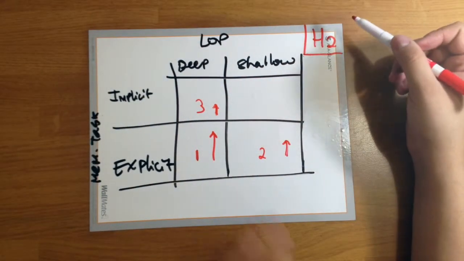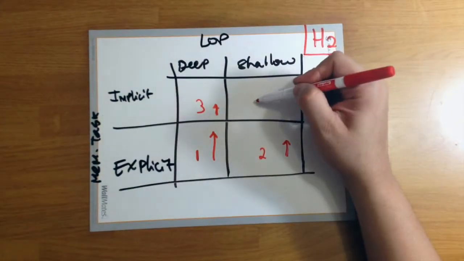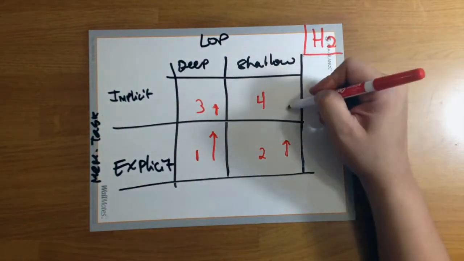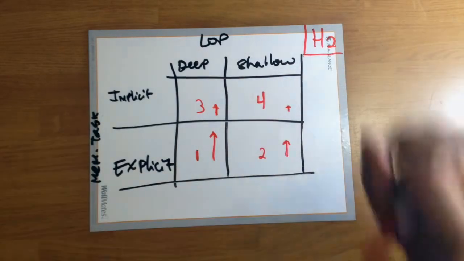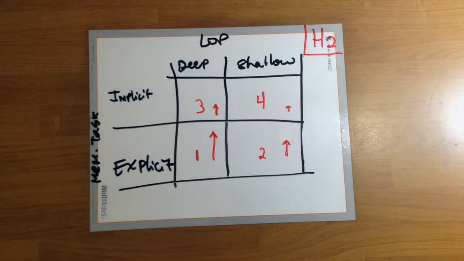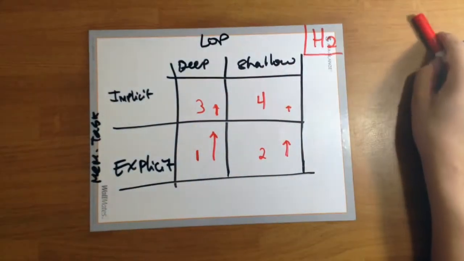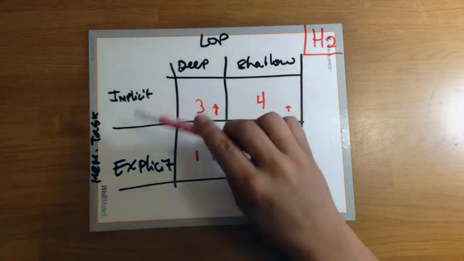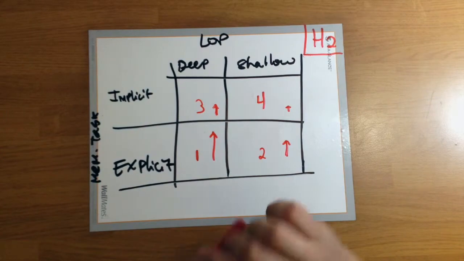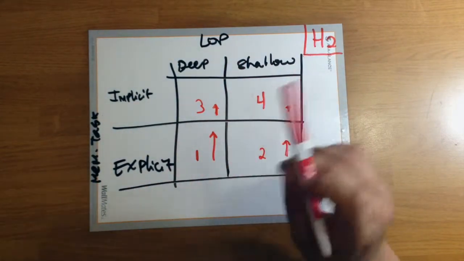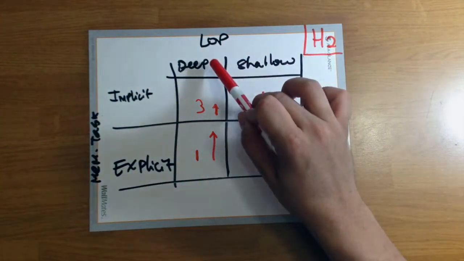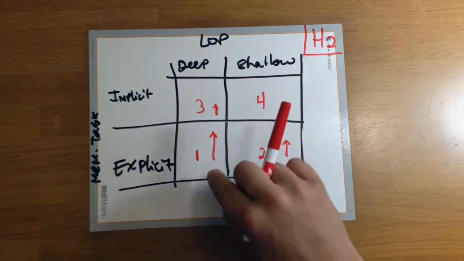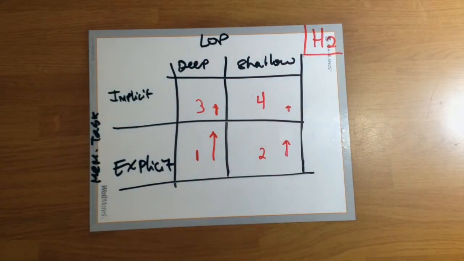And then finally, implicit and shallow task, we can call this one 4, as in there won't be that much of an effect at all. So, again, LOP will have an effect on memory tasks depending on which level of said memory task. In this case, when you do the combinations, LOP in the deep condition, explicit, you will have the best recall.